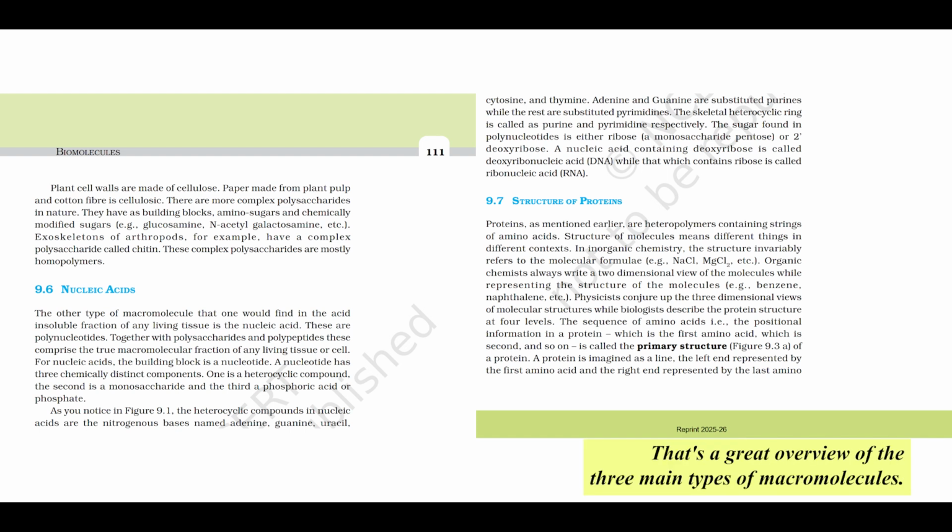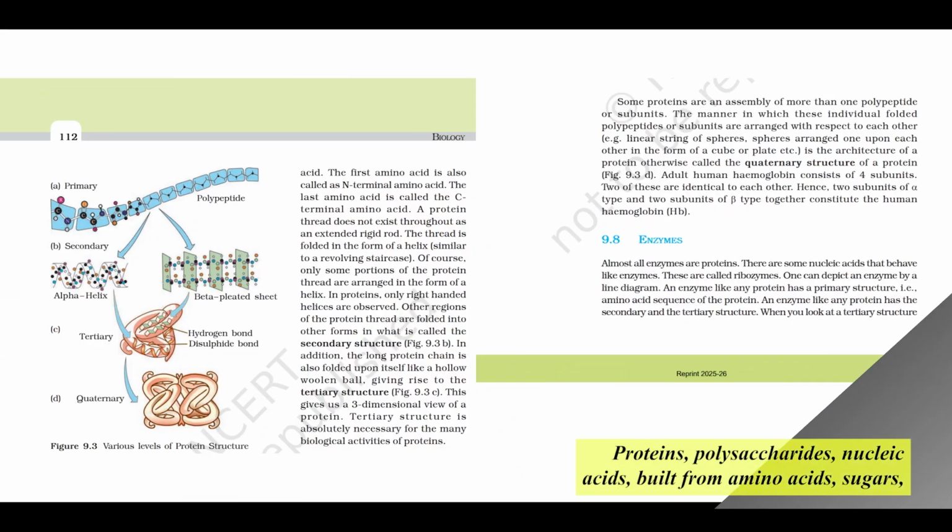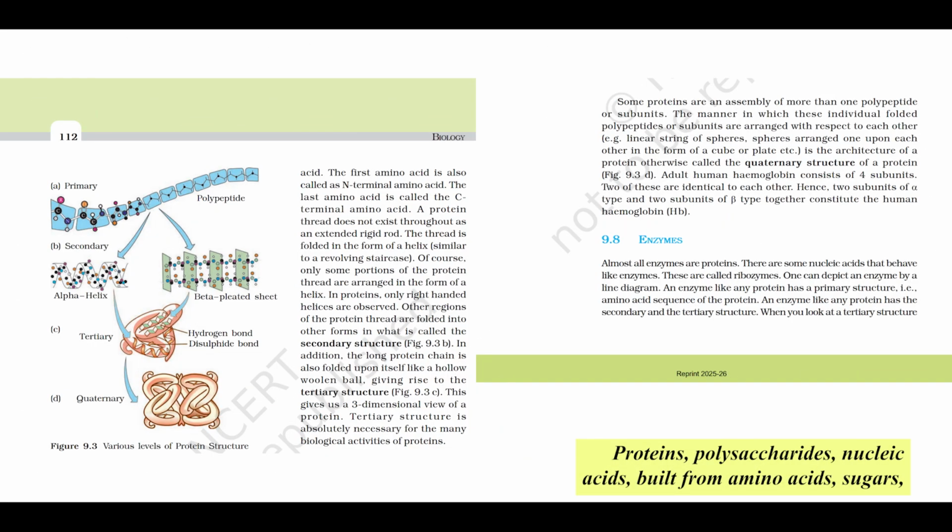That's a great overview of the three main types of macromolecules: proteins, polysaccharides, nucleic acids, built from amino acids, sugars, and nucleotides, respectively. It's becoming much clearer how these large molecules are constructed. Now, going back to proteins for a moment, I remember hearing about different levels of protein structure, like primary, secondary, tertiary, even quaternary. How do biologists define these levels, and why is understanding them so critical for a protein's function?